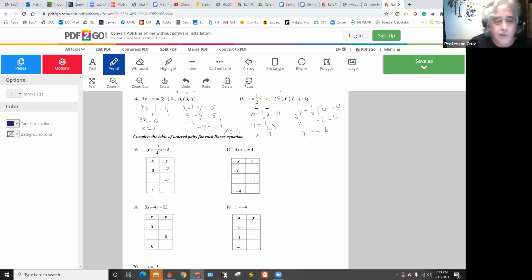So oftentimes when you're picking points, 0, if it's in this form, especially 0 for x, is going to be very helpful because it's going to make that whole thing go away. And whatever's left is your answer. y is equal to 2, because 0 times -3/4 is 0. y is equal to 2.